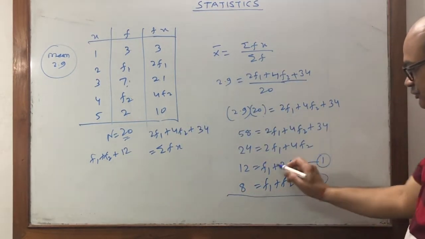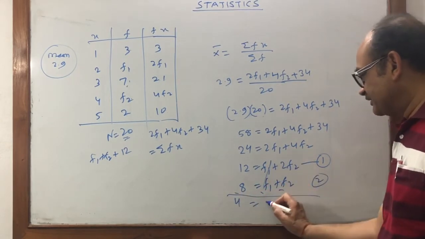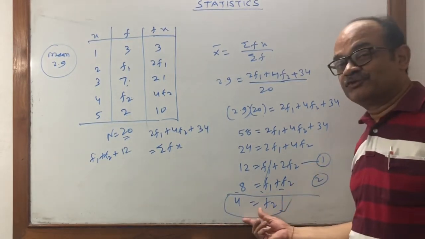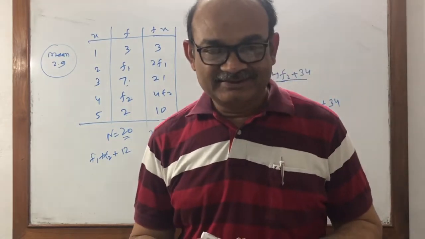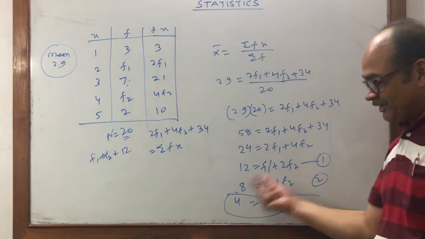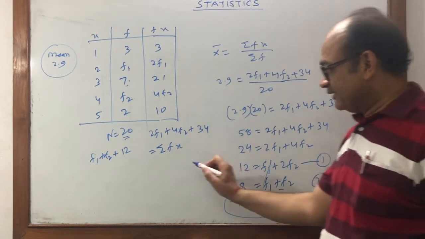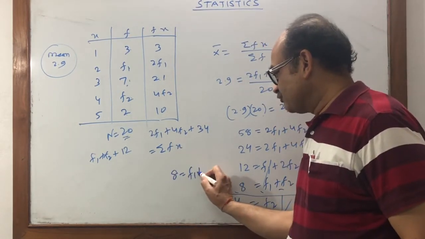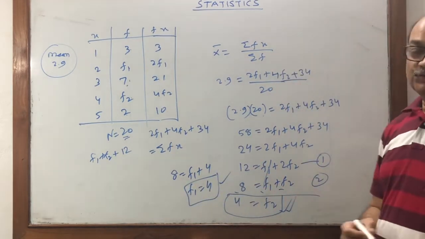Now if we subtract these two, like a linear equation, we get f2 is 4. And when we have f2 equals 4, you know from your linear equations chapter number 3, if we have two variables f1 plus f2 equals 8, then what about the second? Good. So f2 we substitute here in the first equation, f2 equals 4. So 8 equals f1 plus 4. So f1 is 4. So these are the two missing frequencies.